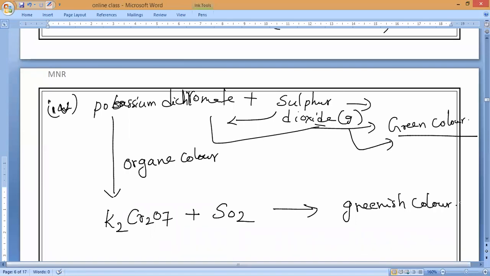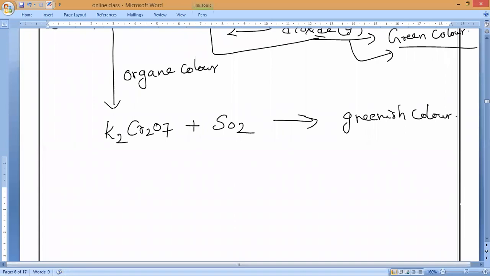So if you take potassium dichromate, it is actually a liquid. If sulfur dioxide gas is not mixed, what is the color of this one? Orange color. So if you add sulfur dioxide gas, it will turn into greenish. So it is a chemical change.